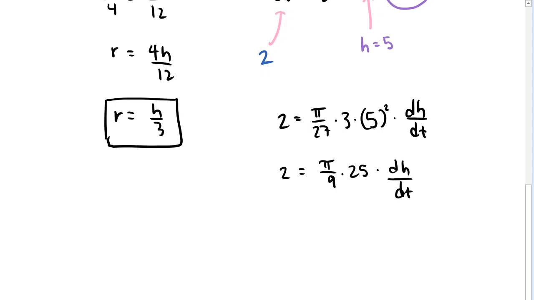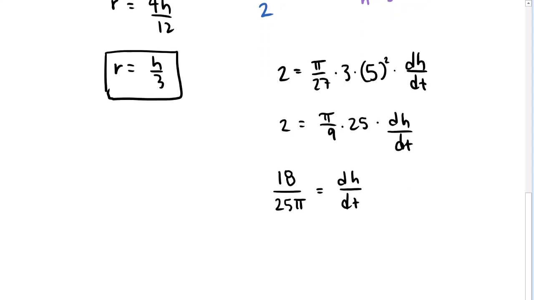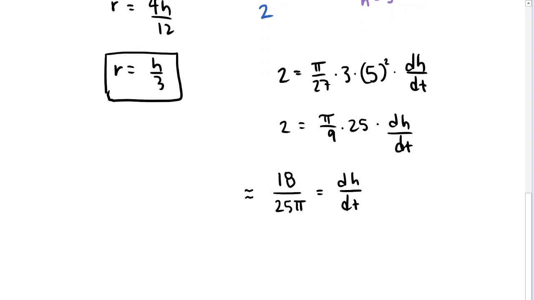And so here if I multiply both sides by 9, divide both sides by pi times 25, or sorry, this is 25 pi in the denominator, we get dH/dt. So this comes out to be approximately 0.229 centimeters per second. So this is the rate of change of the height of the cone.